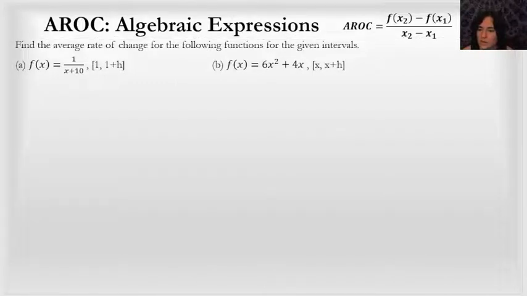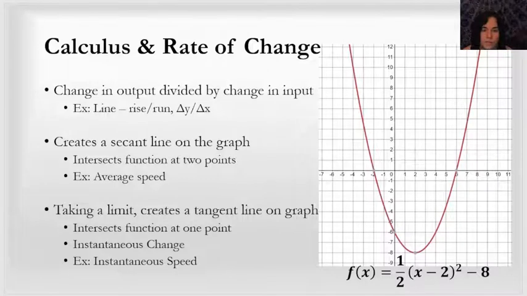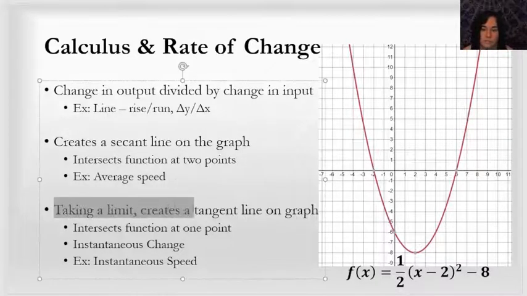And then you can talk about calculus and the rate of change. That's what I was saying earlier. You get to the fundamental theorem of calculus where you start taking limits, right? When you take a limit of this rate of change expression, it creates a tangent line at a point on a graph and gives the instantaneous change.